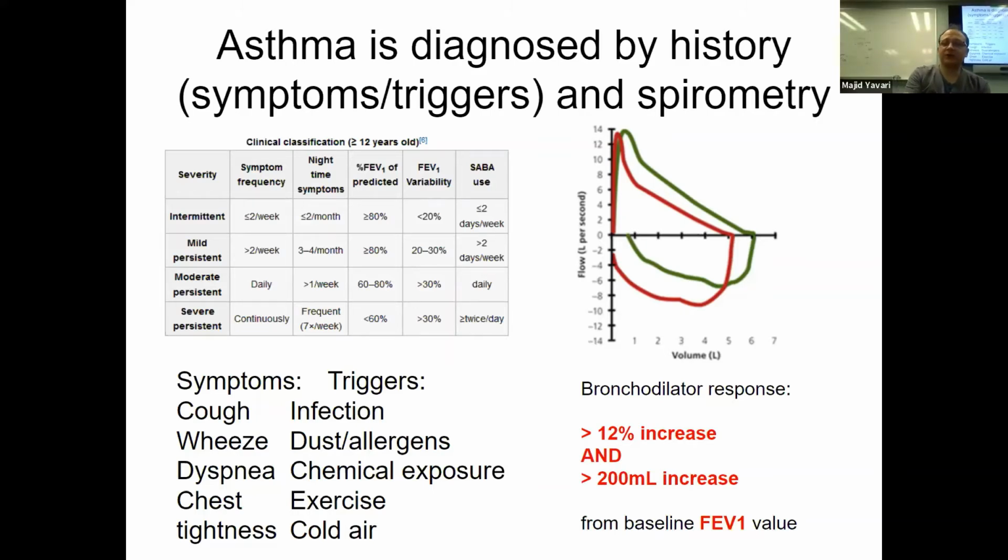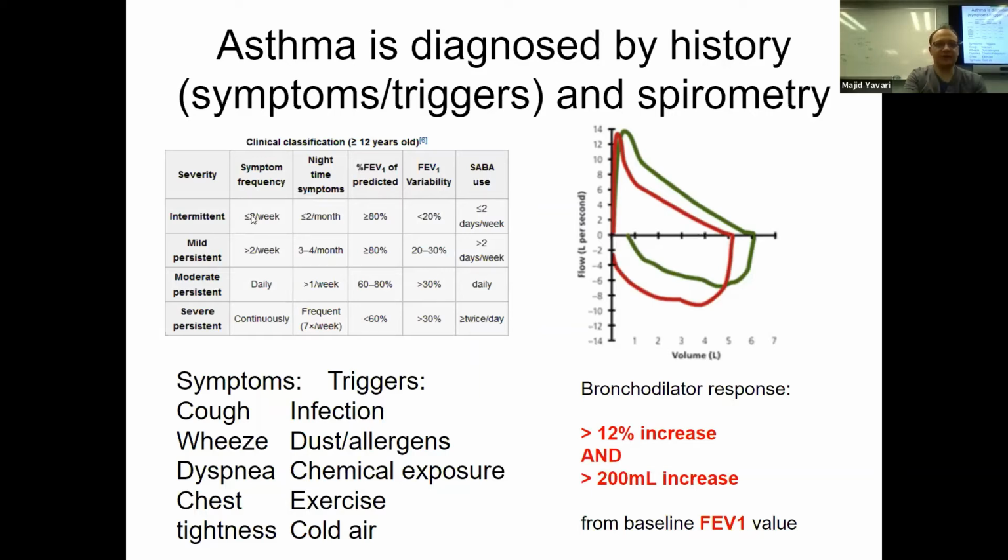When you get spirometry on somebody with asthma, you see the obstructive curve here, and you see that those flows improve with a bronchodilator. And this bronchodilator response, to be diagnostic, is a 12% increase in FEV1 from their baseline and a greater than 200 mL overall increase.